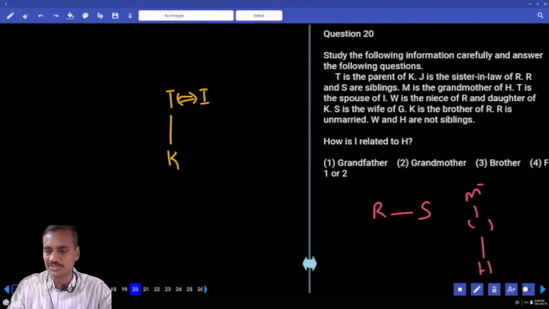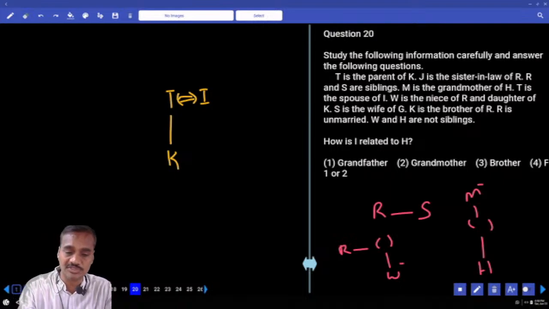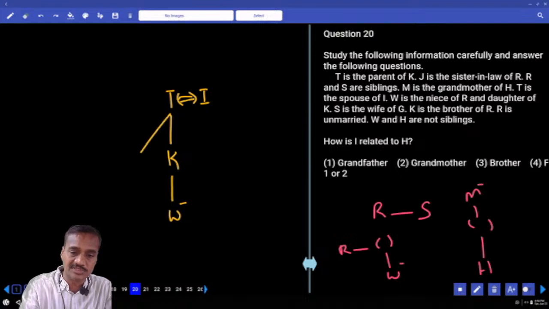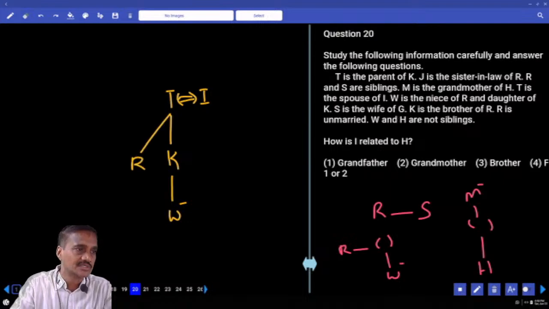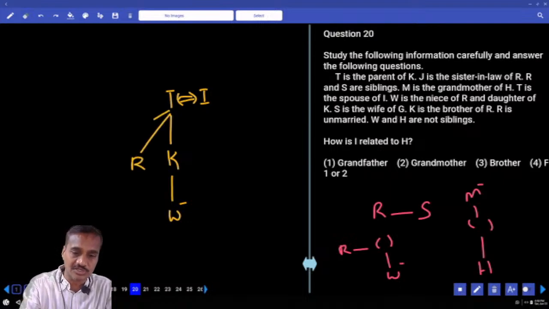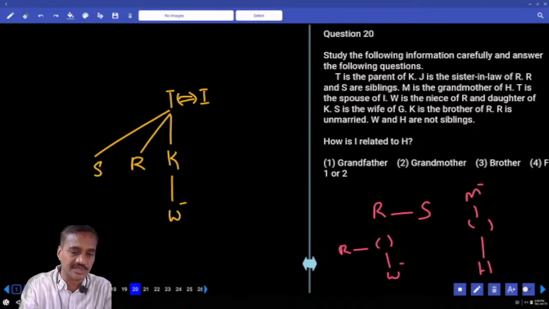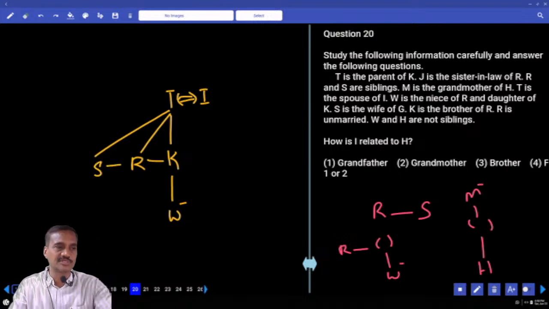And next one, W is the niece of R. R's sibling's child is W. And W is the daughter of K and niece of R. That means R and K must be siblings to each other, and S is also a sibling. That means to this T and I, there are 3 children.